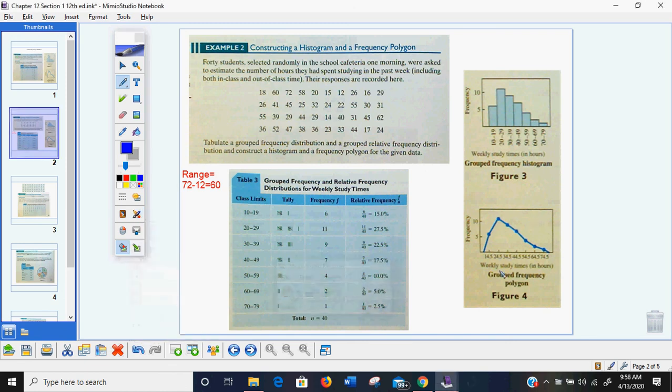I do want to add, if you look down here on the frequency polygon, they did use the midpoint. So they have 14.5, 24.5, 34.5, 44.5. To get those numbers, you do 10 plus 19 divided by 2. It's going to give you 14.5. 20 plus 29 divided by 2, 24.5. On this last one, 70 plus 79 divided by 2 is 74.5. They just included the midpoints on the bottom axis, which is what we actually do in our statistics classes as well.